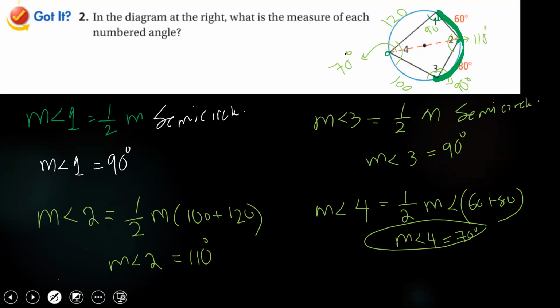Now, after that, look at them. Angle 1 is 90, and angle 3 is 90. Angle 2 is 110, and angle 4 is 70 degrees. What did you conclude? Because we have a semicircle, the inscribed angle will be a right angle, so it will equal 90, the same as Corollary number 1. I want another result, another conclusion.